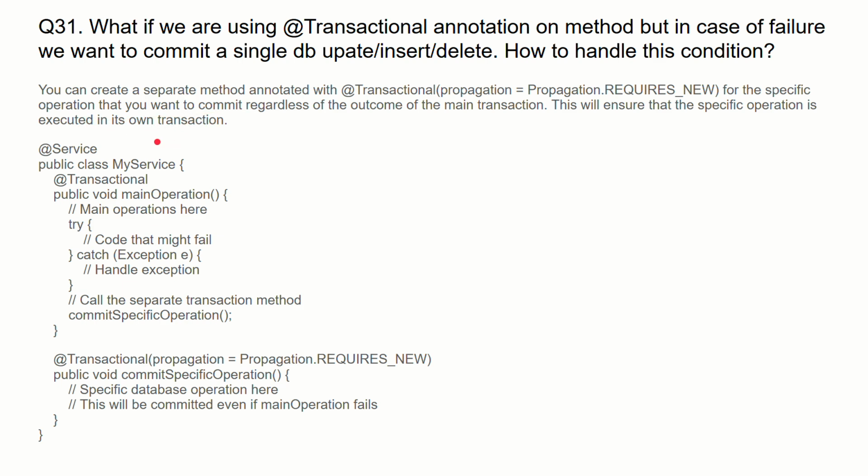Here is an example of it. It is a service class having the Transactional annotation, and in the catch block we are calling one method, commitSpecificOperation. This commitSpecificOperation is marked with the Transactional annotation, and the propagation type is Propagation.REQUIRES_NEW. So this will commit even if the main operation fails. This is how we can commit one single insert, update or delete in cases of failure.